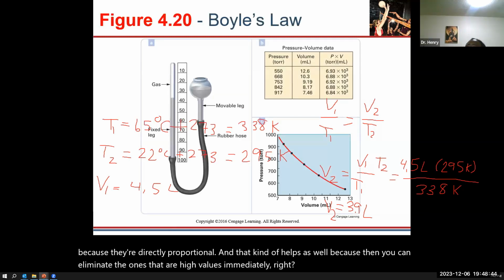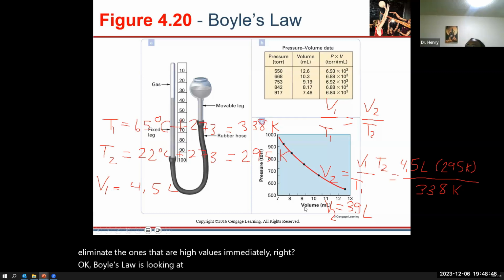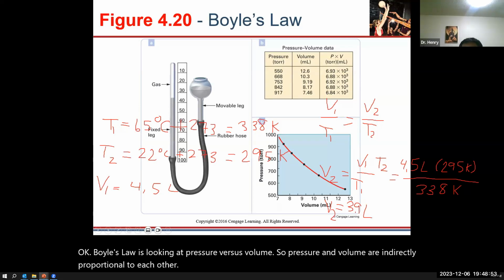Okay. Boyle's law is looking at pressure versus volume. So pressure and volume are inversely proportional to each other. Let me show you.